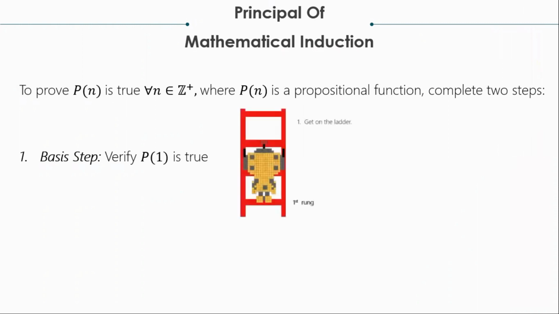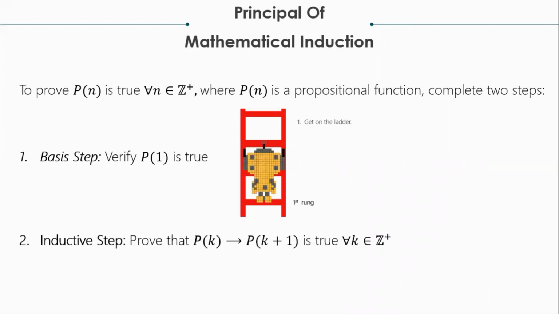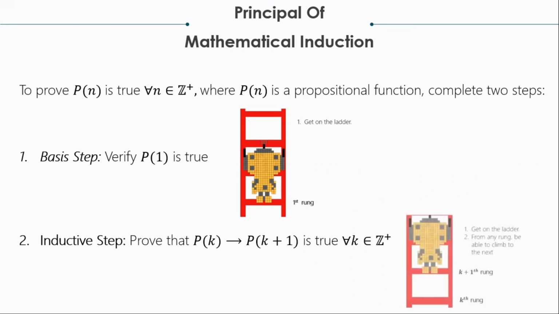This is the same concept as getting the robot onto the ladder. The inductive step says, assume that I'm on the kth rung, that is, Pk is true, and use that knowledge to show that Pk+1 will be true. In other words, if the robot's on the kth rung, show that you can get to the next one.